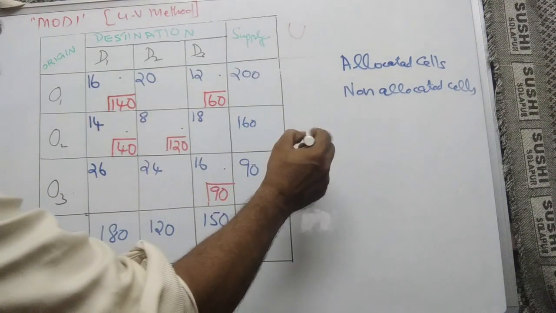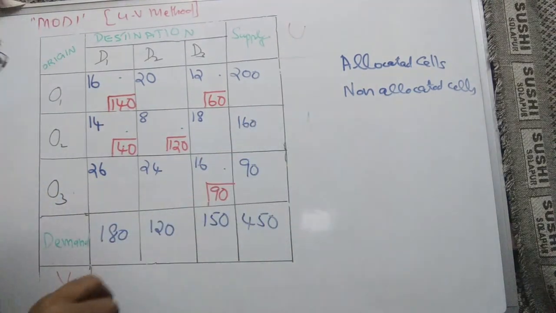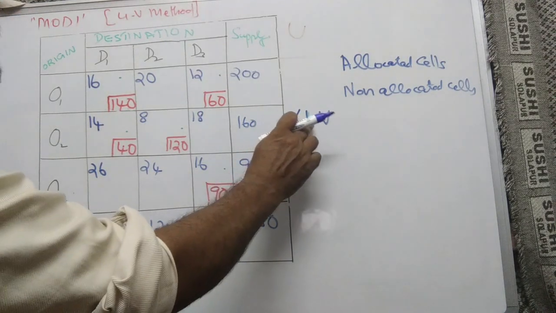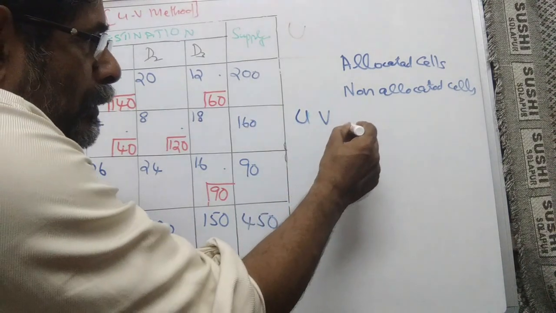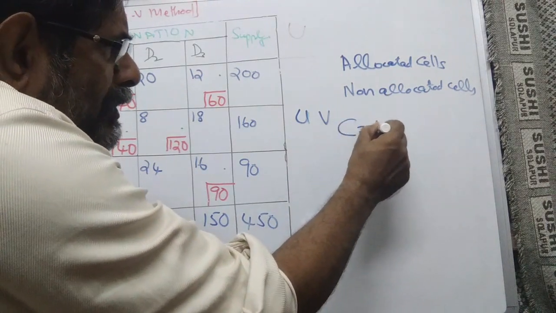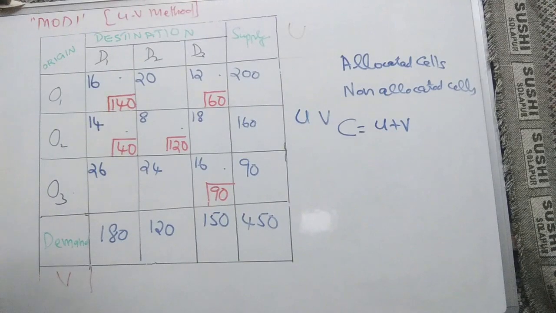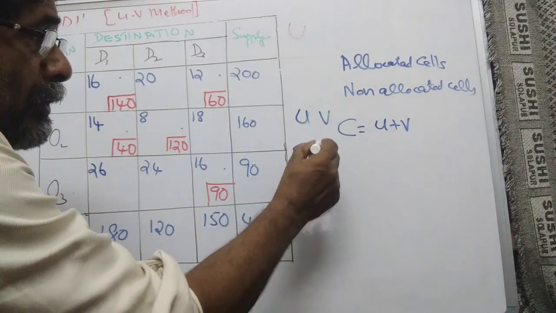Then this MODI method is also known as UV method, where U and V are two arbitrary constants. U for students, V for teacher, it may be explained like that. Teacher and students go in association for solving a solution, UV method. What is U? An arbitrary constant. V, an arbitrary constant. And we are going to derive or state a relationship: C is equal to U plus V, where C is the cost.